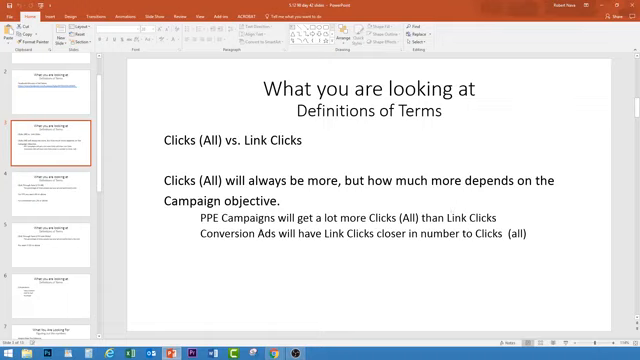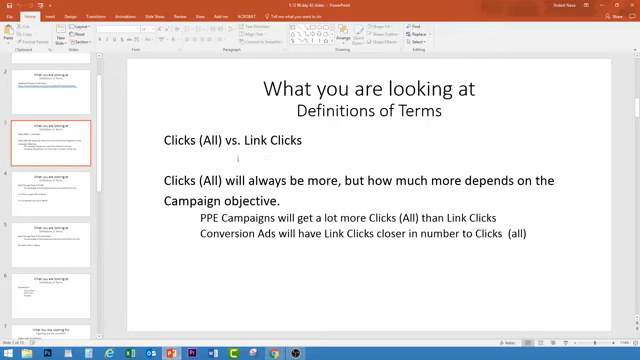Versus the conversion ads, you're going to get a much closer ratio typically. You might get a 1-to-1. Sometimes you'll get more link clicks. Well, I guess you can't get more link clicks than clicks all, but you'll have almost 100% link clicks. You can have more link clicks than reactions. So sometimes when I'm saying you have more, it's reactions: likes, comments, and shares. You could have 25 link clicks to your website and not 1 reaction on your post. But you're not really going to get that on a page post engagement, because their whole objective is to give you engagement.